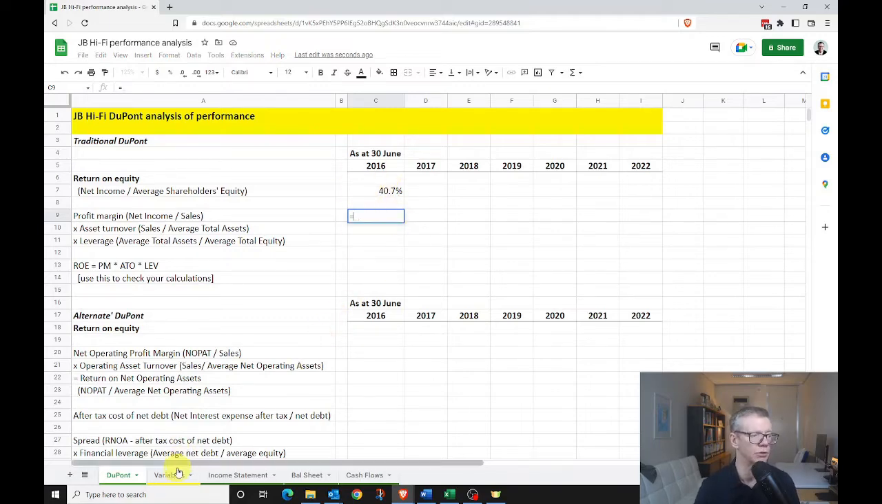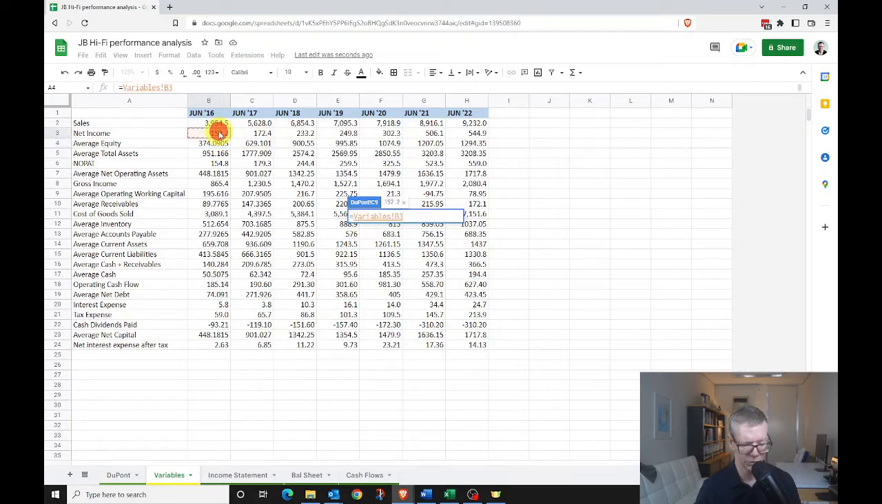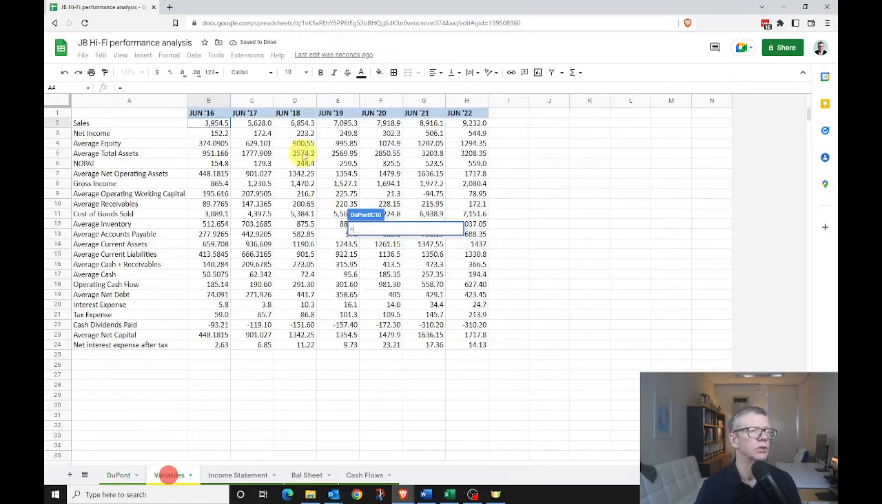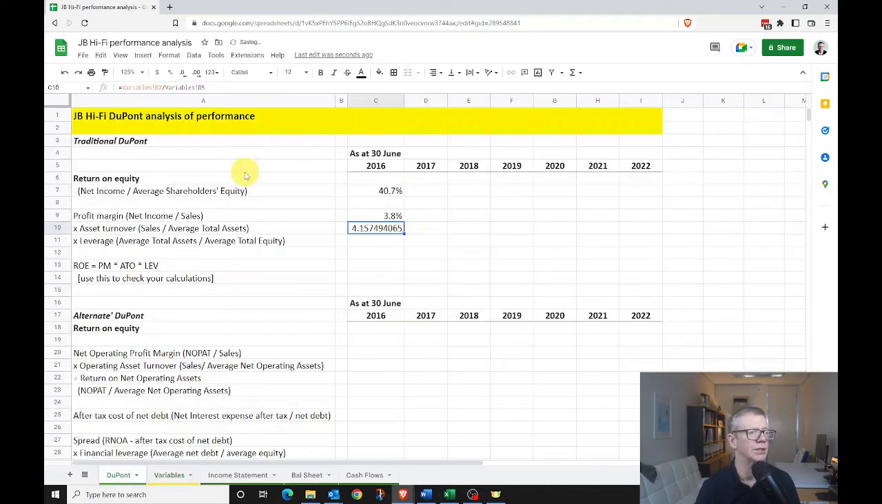So let's have a look. Net income over sales is what we've got. Let's go to our variables. We've got net income divided by sales. Once again, let's make that a percentage. And asset turnover is sales, so the level of revenue that I've got, divided by the average amount of assets in place. So this is telling me that the firm's able to generate $4.2 of sales for each dollar of assets in place. That's a relatively high measure, but again, we're thinking here about JB Hi-Fi, a retailer that's trying to turn its inventory over a lot, so the numbers make sense on that basis.